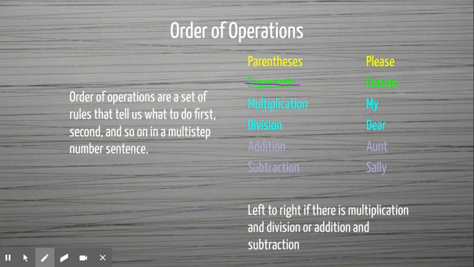Some people use a little saying to help them remember the order of operations, and it can be, please excuse my dear Aunt Sally. So P stands for parentheses, the E in excuse is exponents, M for multiplication, D for division, A for add, and then S for subtract. So that's one way that it can help you to remember what order to solve the problems.